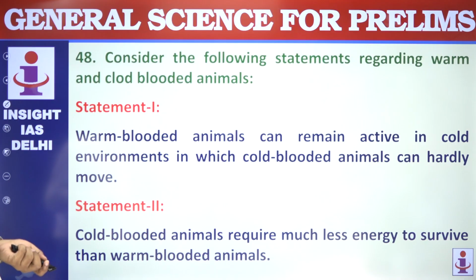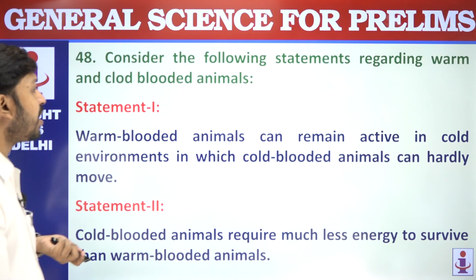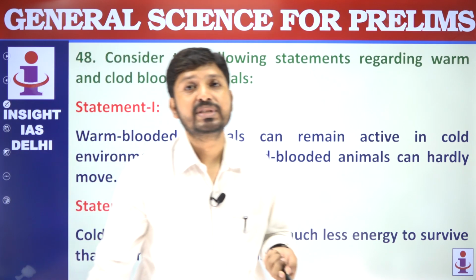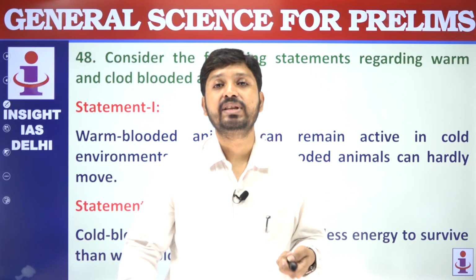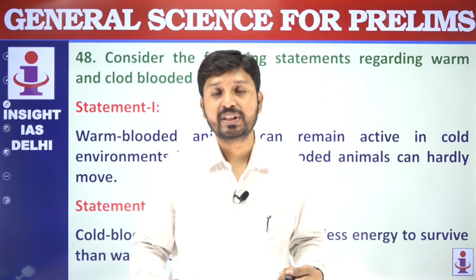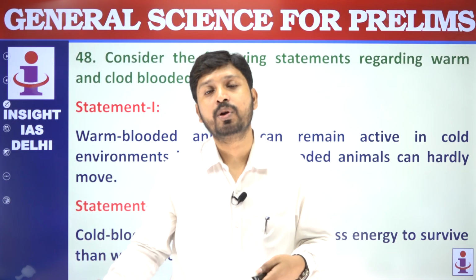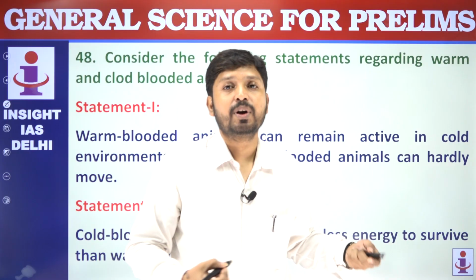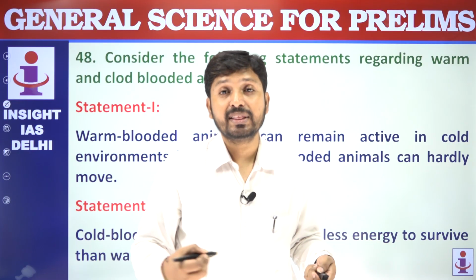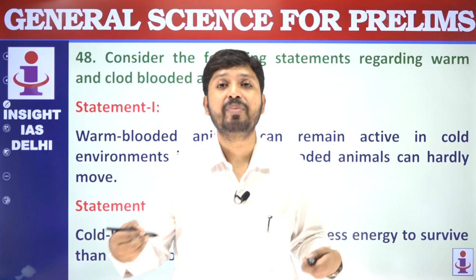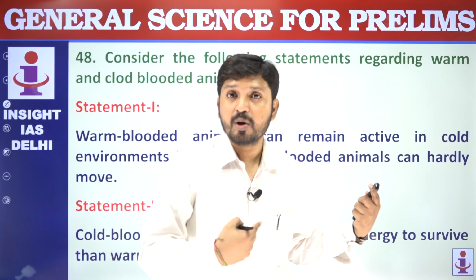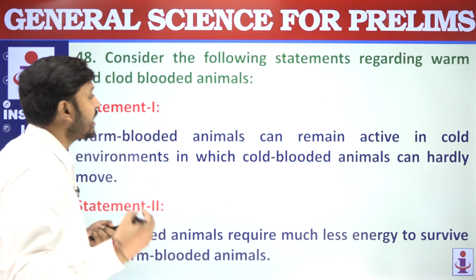So let's go to the next question. Consider the following statement regarding warm and cold-blooded animals. Warm-blooded animals are those animals which, irrespective of outside temperature, maintain a constant temperature within their body. But for cold-blooded animals, if outside is cold, their body will become cold. If outside is warm, their body will change accordingly. So less energy is needed for them, because they are not trying to maintain a constant temperature, right? Whereas warm-blooded animals need more energy.